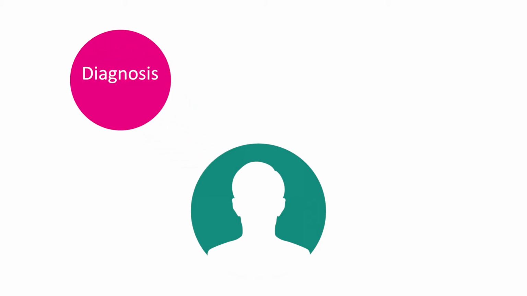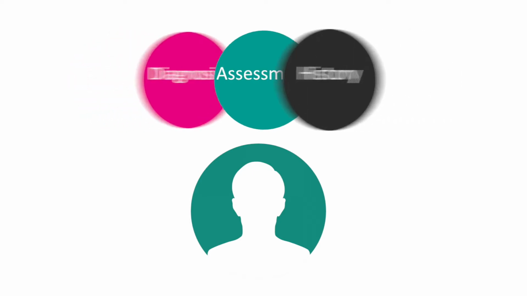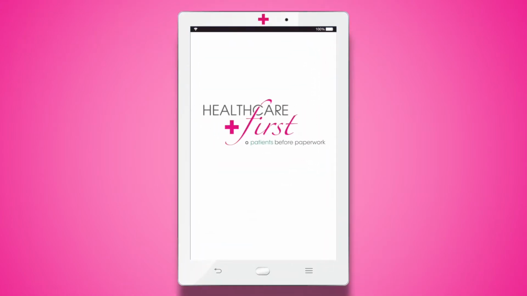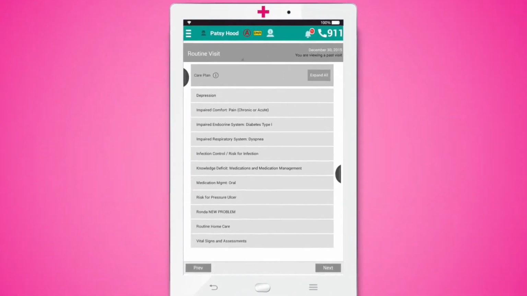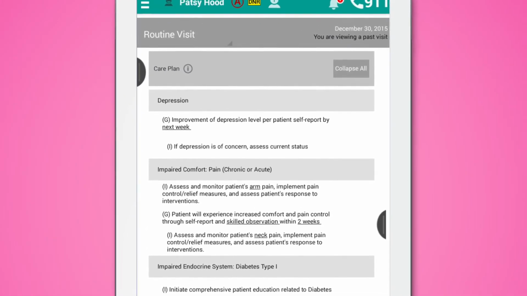The care plan consolidates the patient's present diagnosis, physical assessment, history, and medical records into a clear plan of action. The nursing care plan offers a holistic approach to patient care and continues to evolve until a patient is discharged from care. At Healthcare First, we understand the importance of the care planning process, so that's why we've designed our mobile app to efficiently and effectively assist you with documenting comprehensive, evidence-based care plans.